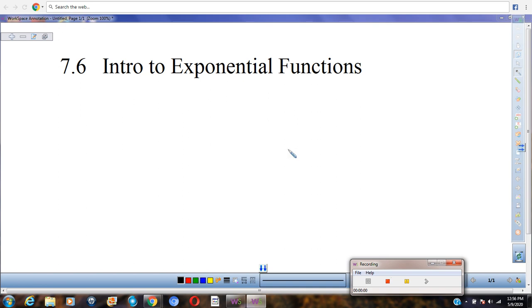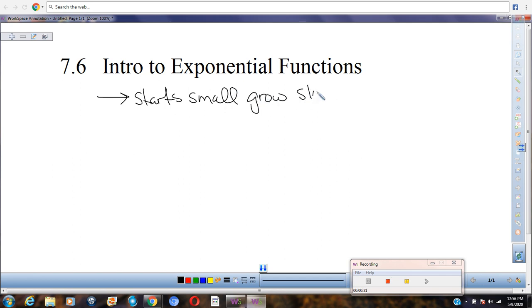All right, welcome back. Today we're going to talk about 7.6, which is an introduction to exponential functions. In order to talk about an exponential function, we need to know first what it is. So, an exponential function is one that does one of two things. It either starts small and begins to grow slowly at first, then faster and faster.